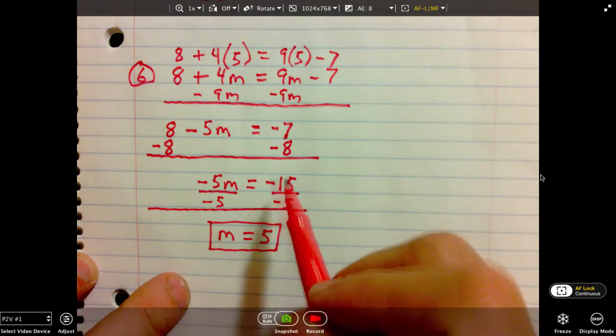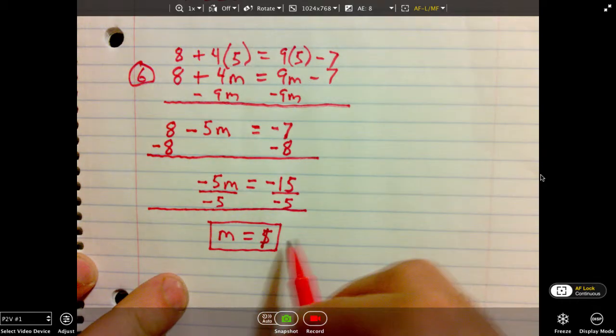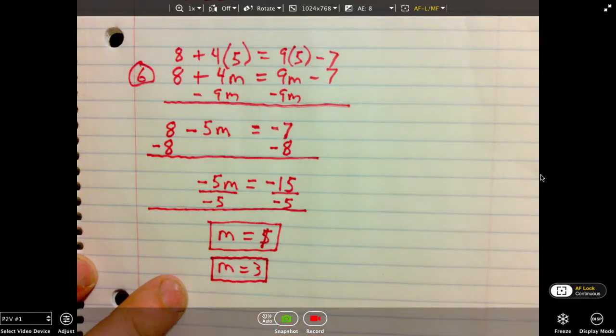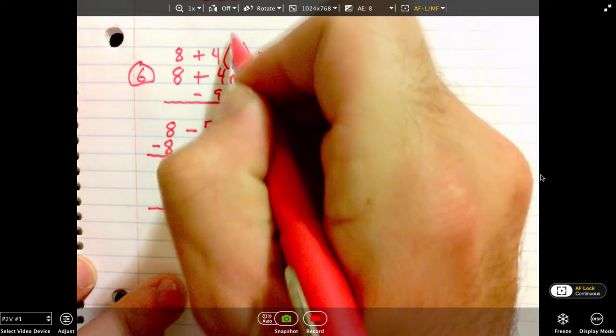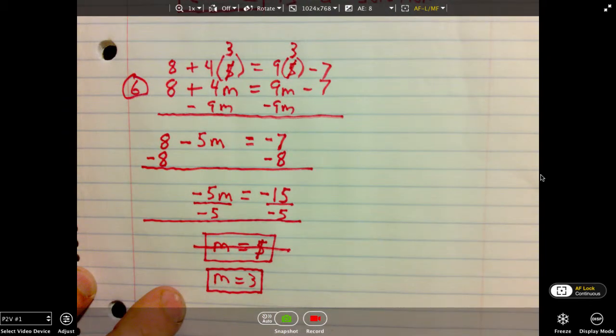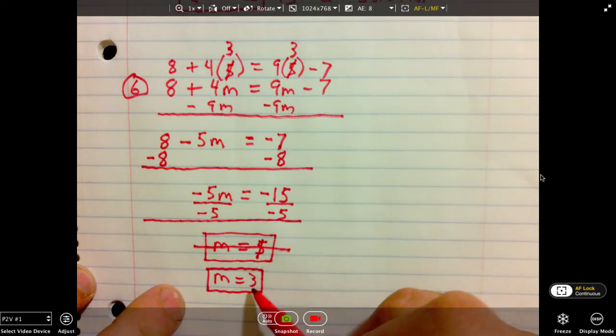Pardon me, I made a mistake. Negative 15 divided negative 5 is a positive 3. M equals 3. Substituting 3 into the original equation. Here we see the value of doing the substitution. Had I not substituted, I would have left the error negative 15 divided negative 5 as positive 5, whereas it should be positive 3. Again, using your calculator will prevent you from making small arithmetic mistakes.